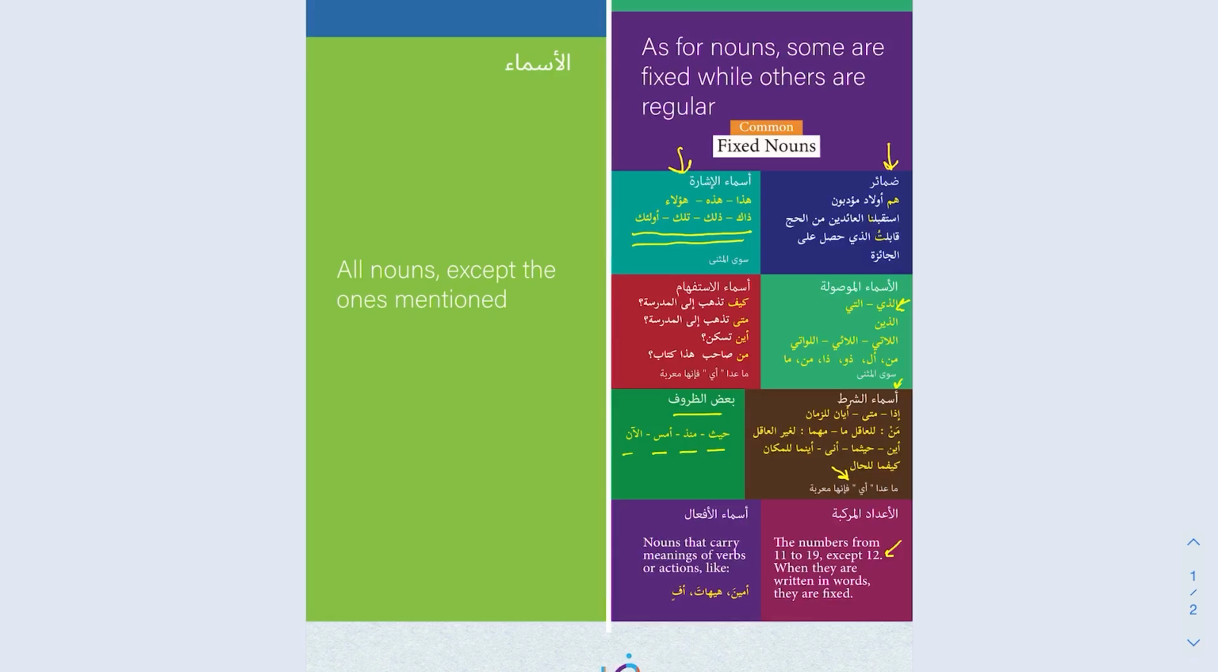Nouns that carry meanings of verbs or actions. The asma'ul af'al. These are some special verbs like amin, hayhata, uffin. Like when you say uffin, like these are nouns, but they have the meanings of actions. These nouns are special nouns called asma'ul af'al, and these are mabni, like the word amin. We don't say amun to make it rafa. We always say amin. So it is going to be mabni.